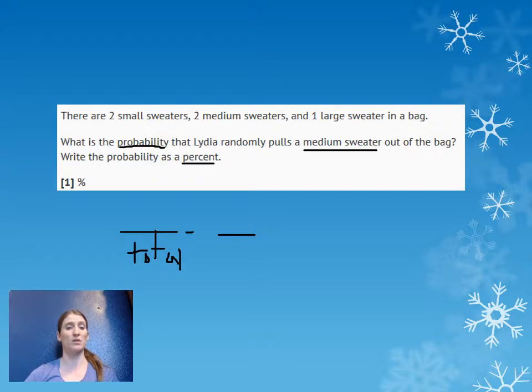That's the total number of items. Well, we have 2 small, 2 medium, and 1 large. That makes 5 sweaters in the back. Okay, that's the total. How many mediums do I have? Well, I have 2 options for medium, so that's the top.